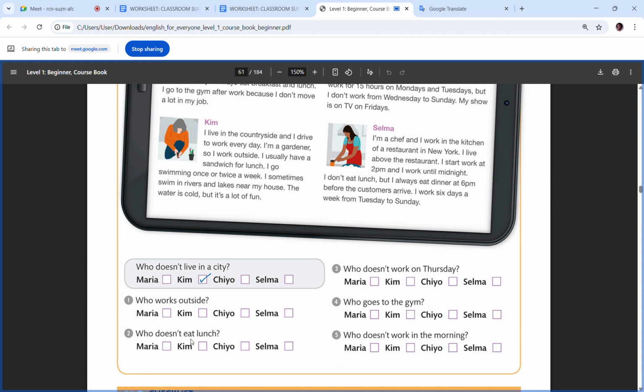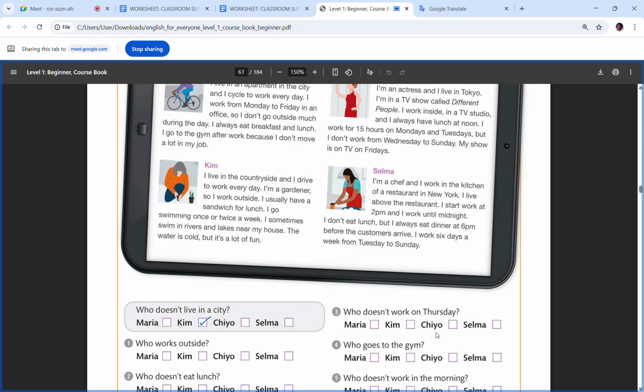Who doesn't eat lunch? Is it Selma? Why? She said she doesn't eat lunch. She has to eat before the customers arrive, right? So she doesn't eat lunch, and she eats at 6 p.m. So there's no lunch, right? No lunch time, okay? And who doesn't work on Thursdays?